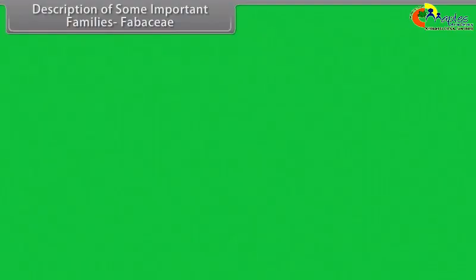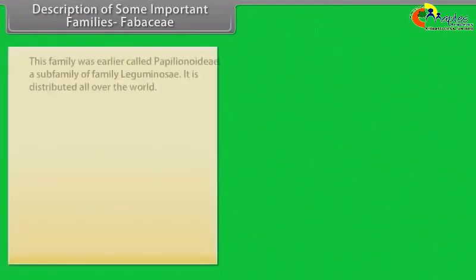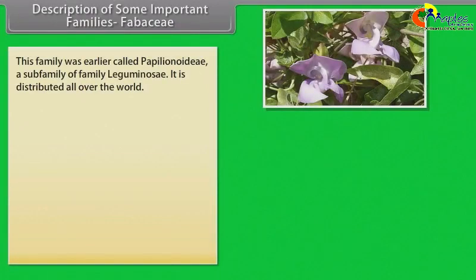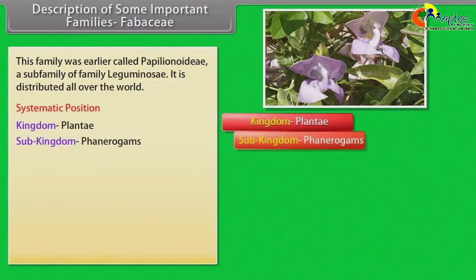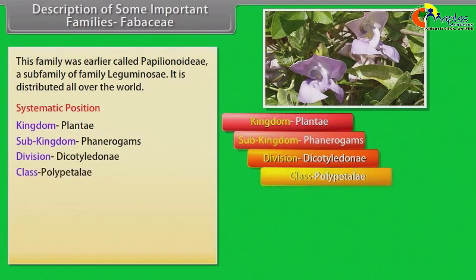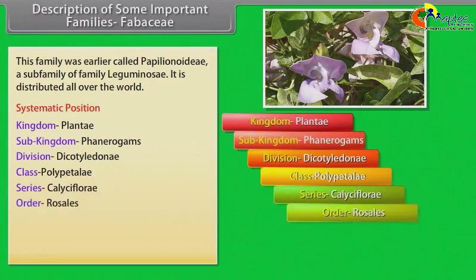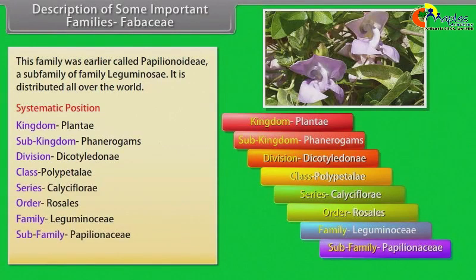Description of some important families. Fabaceae. This family was earlier called Papilionaceae, a subfamily of family Leguminosae. It is distributed all over the world. Systematic position. Kingdom Plantae. Subkingdom Phanerogams. Division Dicotyledonae. Class Polypetalae. Series Calyciflorae. Order Rosales. Family Leguminosae. Subfamily Papilionaceae. Family Fabaceae.